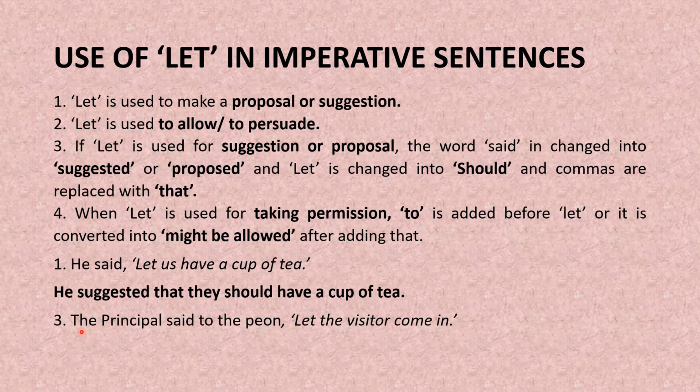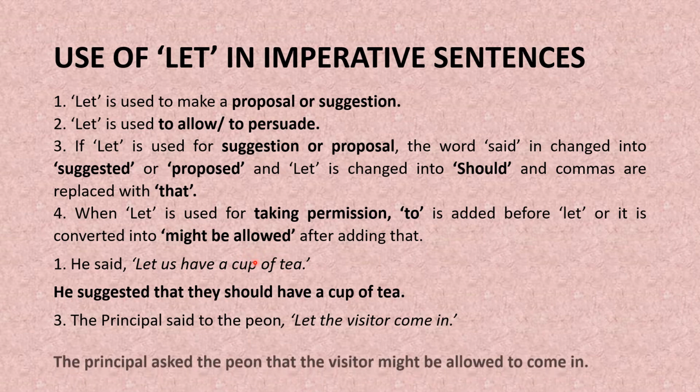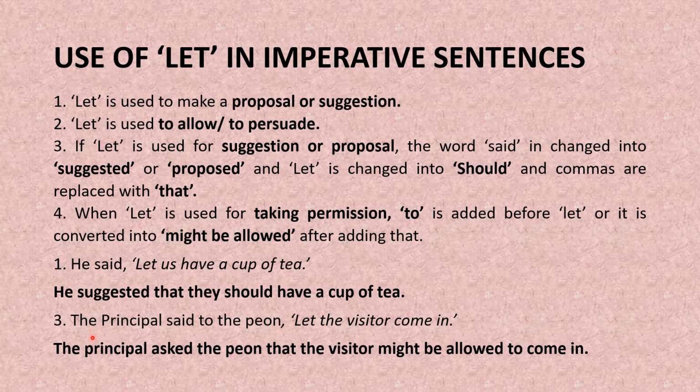Here is sentence number 2. The principal said to the peon, let the visitor come in. Now see rule number 4. It says that if your let is used for taking permission, then you add to before the word let, and might be allowed can also be used. So in this sentence, you're talking about permission. You say, the principal asked the peon that the visitor might be allowed to come in. After omitting commas, I have told you that we use that in the imperative sentences with the word let. And I have used might be allowed according to rule number 4.